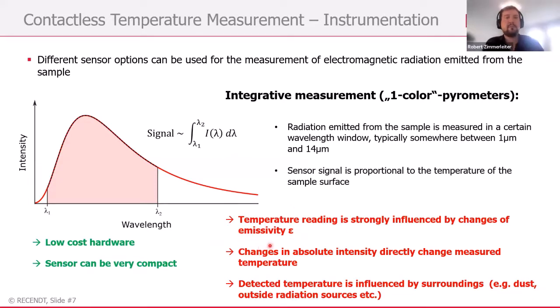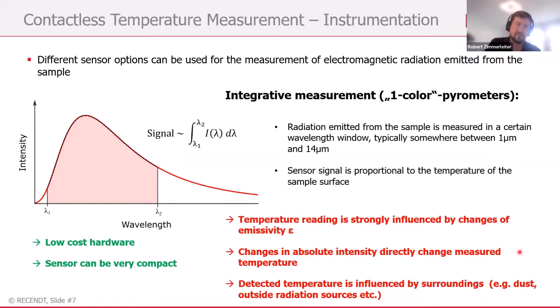Namely, the temperature reading is very strongly influenced by changes of the emissivity epsilon. Since the emissivity directly scales the amount of radiation that the sample gives off, and this sensor exactly sees the amount of radiation that the sample gives off, depending on the emissivity it will see different temperatures. So if you have a strongly emitting material at a certain temperature and another material that has less emissivity at the same temperature, it will tell you the one with the higher emissivity is much hotter than the other one.